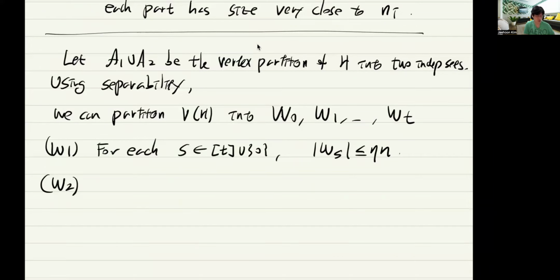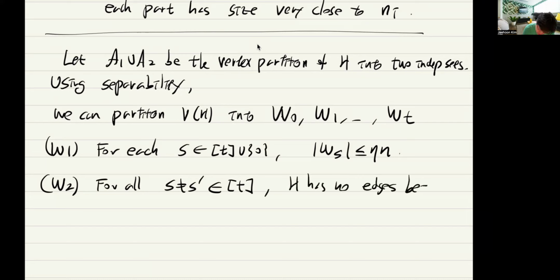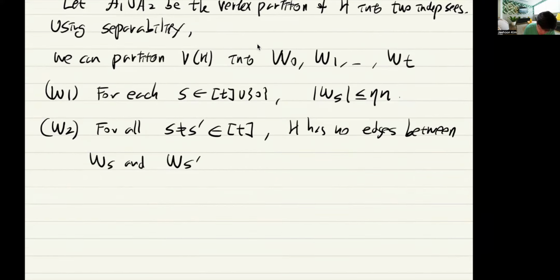Another property is that for all S and S prime, both non-zero, and they are different, then H has low edges between WS and WS prime. So essentially this W0 is the separator, and W1, W2, dot, dot, dot, WT are the components. And T is at least 1/8 times, at most, say, N over 8.